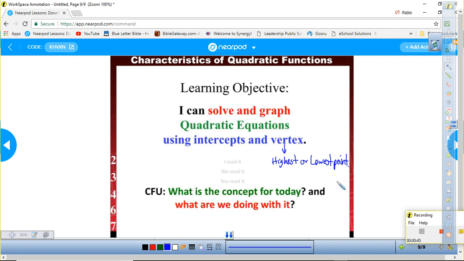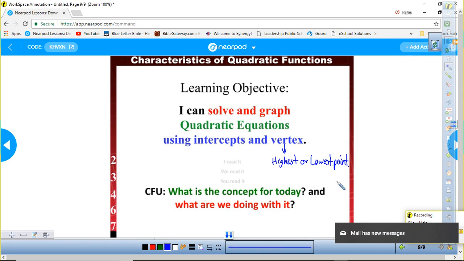Okay, you do need a Fourier model. Get a Fourier model started, please. Tell your neighbor the concept for today again. I can solve and graph quadratic equations using intercepts. Very good, that's the objective. Tell your neighbor the concept for today. Quadratic equations.